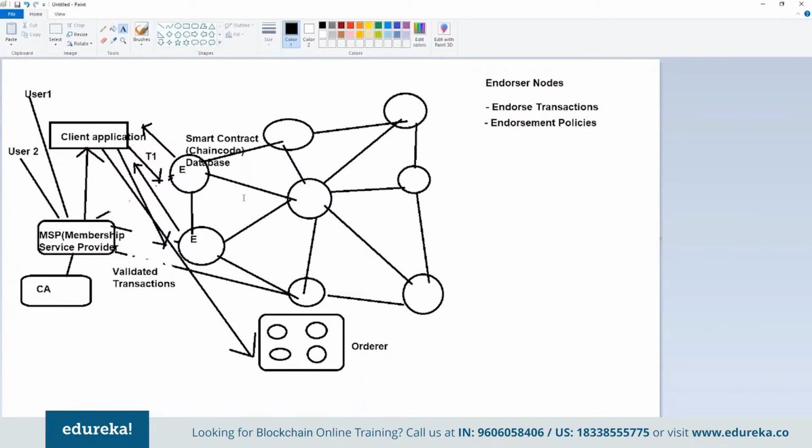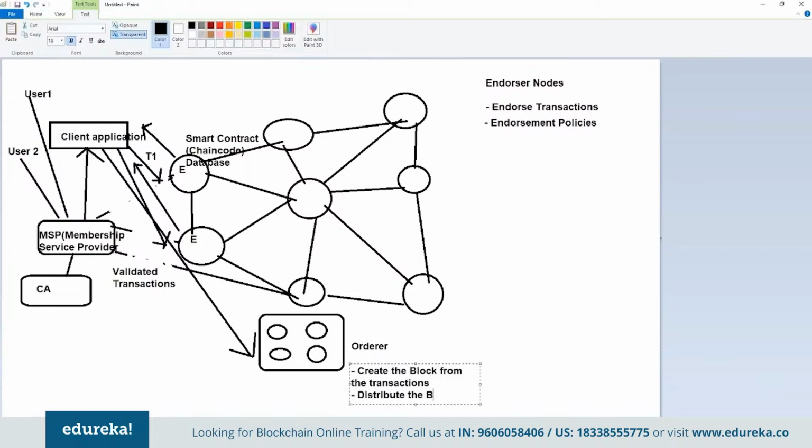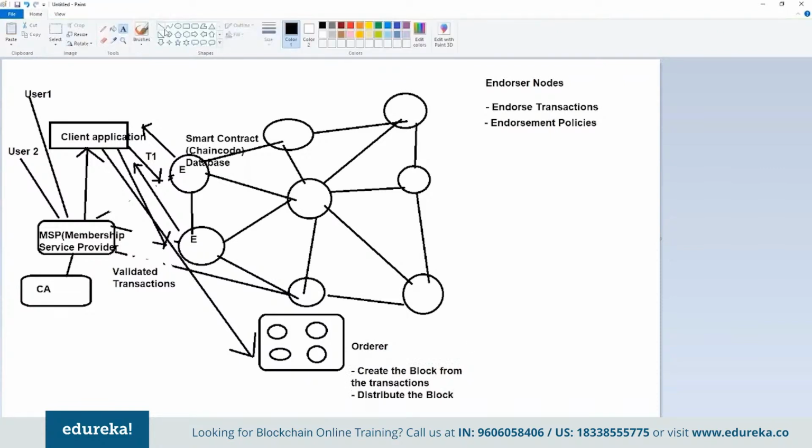The ordering service will create the block. It will create the block from the transactions and it will distribute the block to the network. So it will basically send it across to various nodes that are connected, including the endorsers. It will send this transaction to all the connected nodes. So there is a dedicated ordering service which will keep waiting for the transactions from the client application, and they will create the block from the transactions and they will distribute the block.